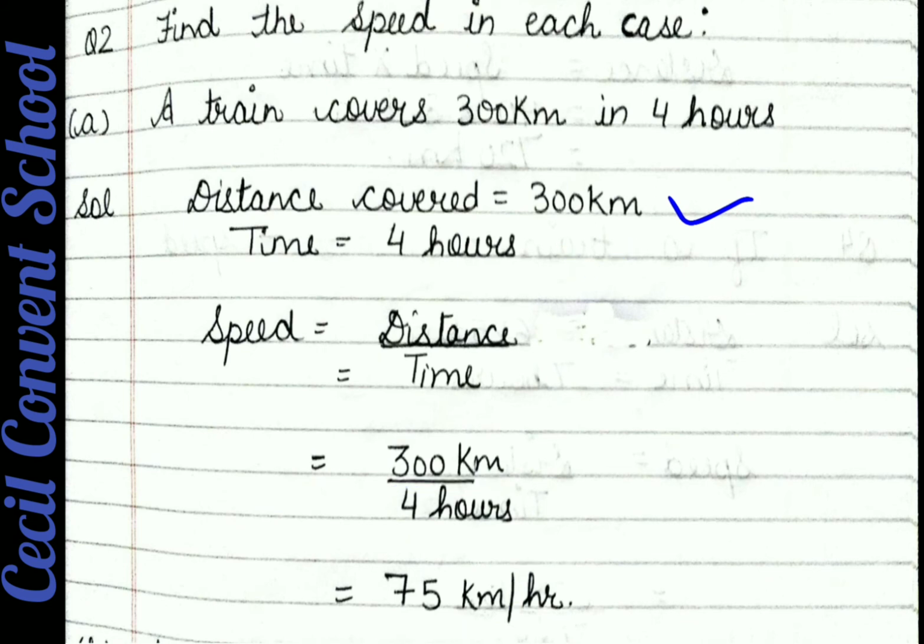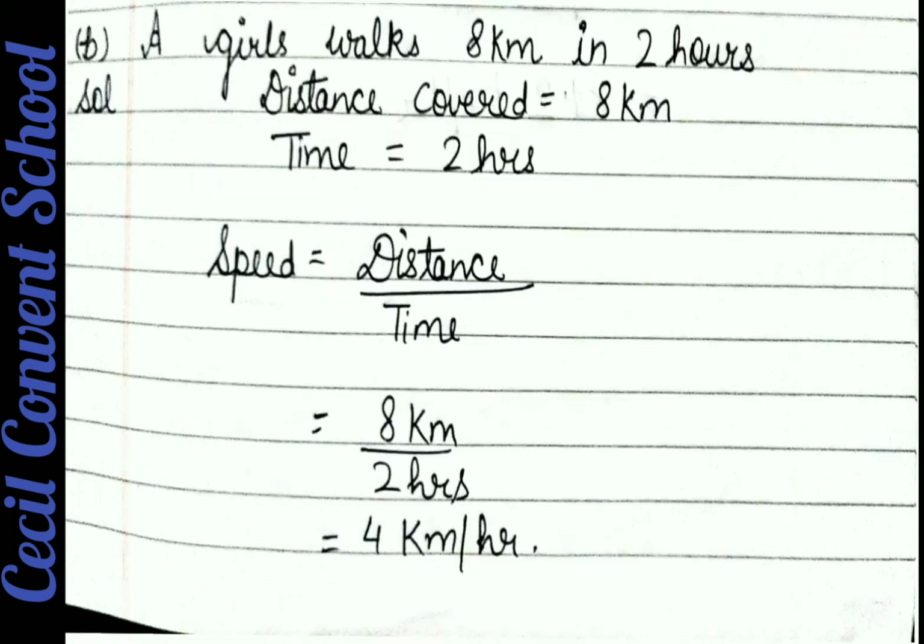Clear this thing? So in this manner we do question number 2, A, B, C, D part. So now I am doing B part for you. A girl's distance covered is 8 kilometer. Time is 2 hours. So speed will be distance upon time, means I am using the same formula again. 8 kilometers upon 2 hours. When we divide, the answer comes 4, and the units will be kilometer per hour. Clear? Now question number 2, C and D part is the homework for you. That one you have to try by yourself. Clear? In the maths copy.